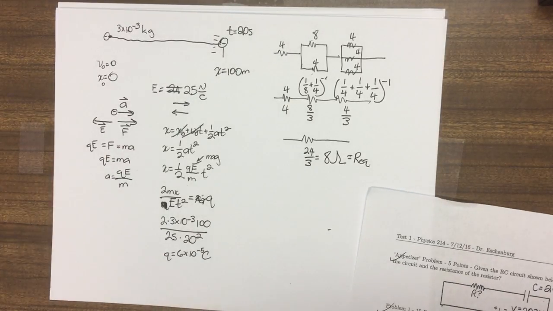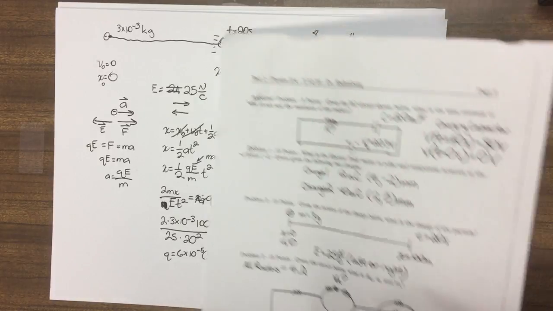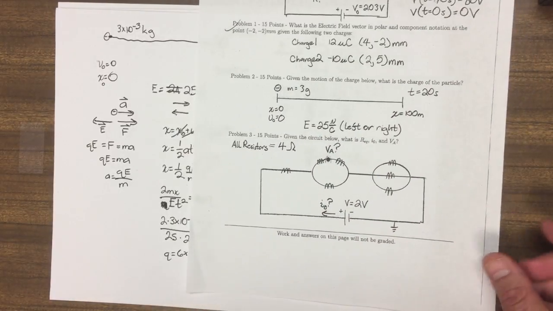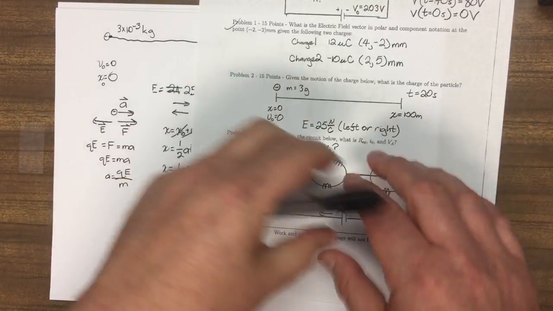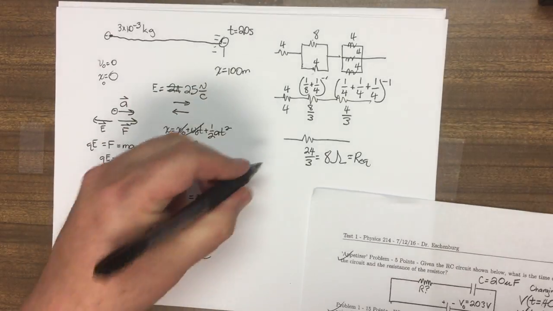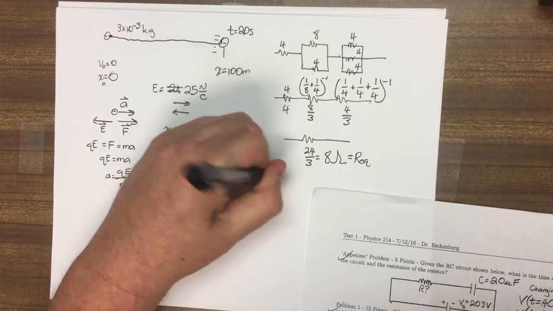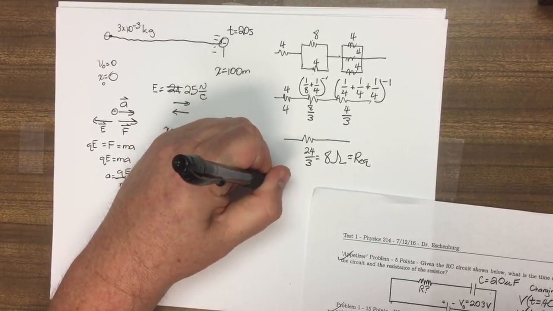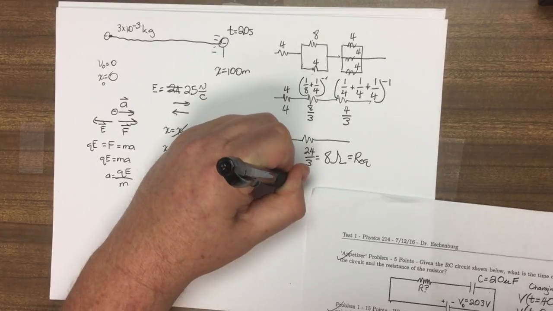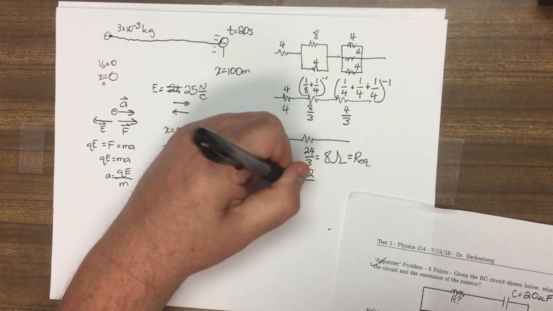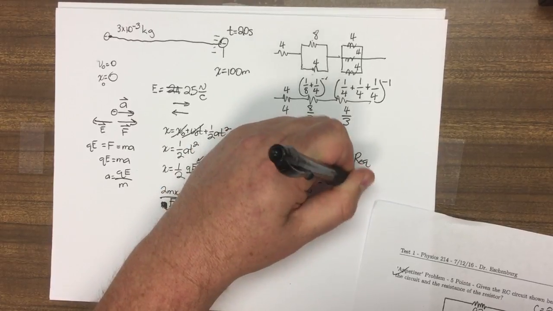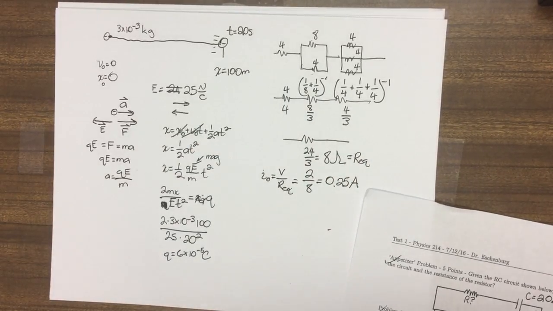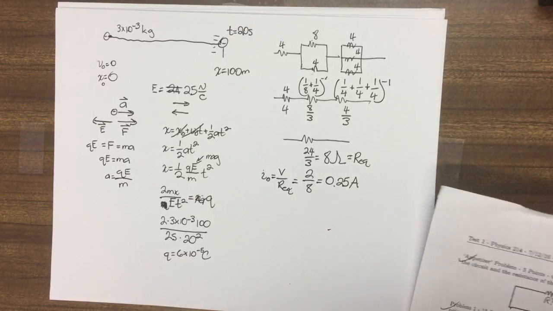Next, with any of these things, you need to find I naught. I naught in our class is defined as the current that is passing through the battery, the effective resistance, the equivalent resistance in this section. So I naught, using Ohm's law, is V of the battery divided by REQ, which is 2 divided by 8, or 0.25 amps. Notice how all the numbers are working out. It's as if when I wrote this, I was planning ahead.